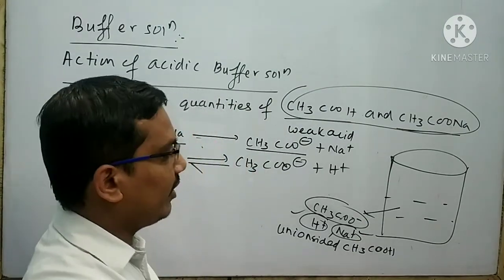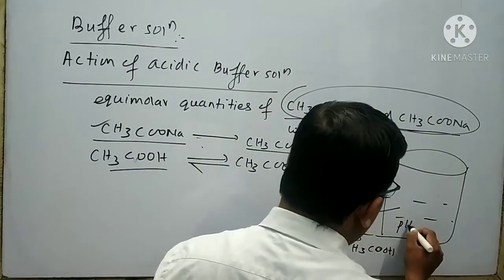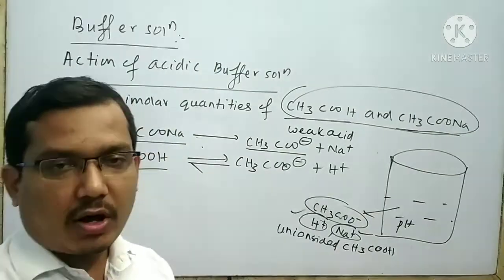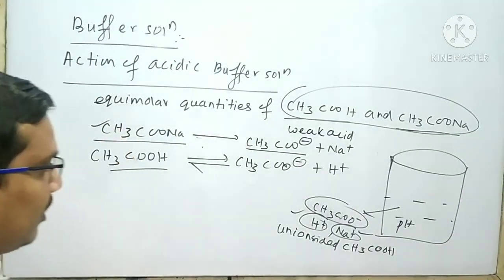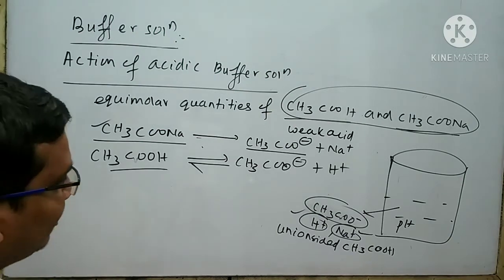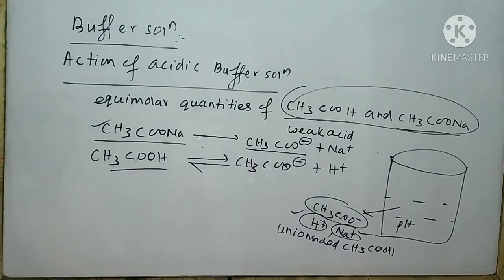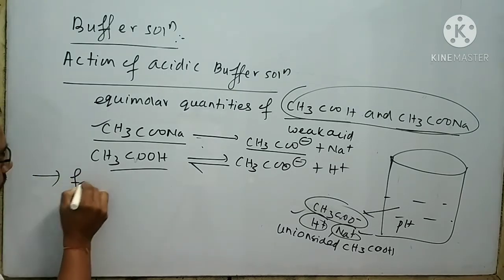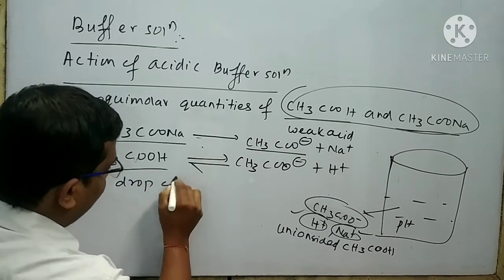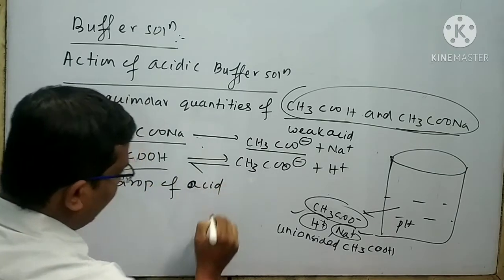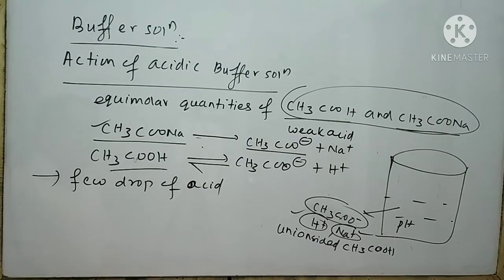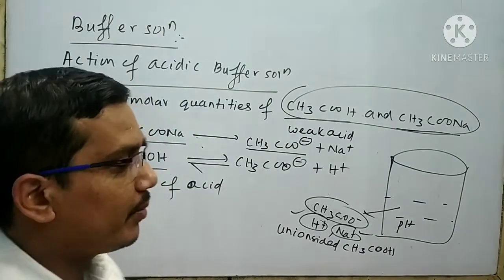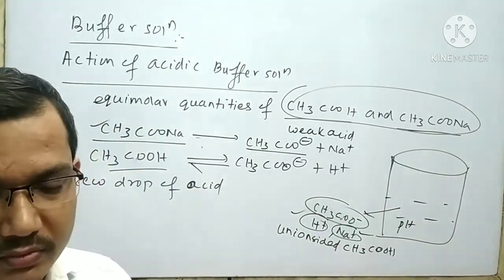Now I want to explain why the pH of this type of buffer solution remains constant after addition of acid, base or water from outside. Let me explain the mechanism related to the acidic buffer solution. Suppose I want to add a few drops of acid from outside, then what will happen? As a result, the pH of this type of buffer solution remains constant.